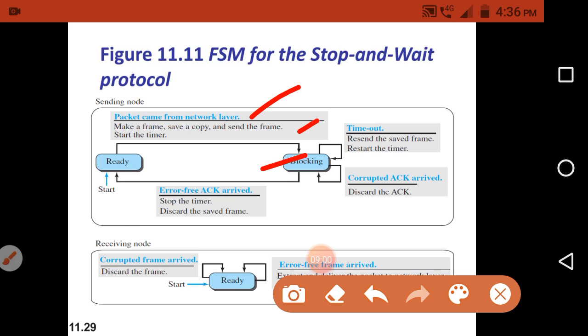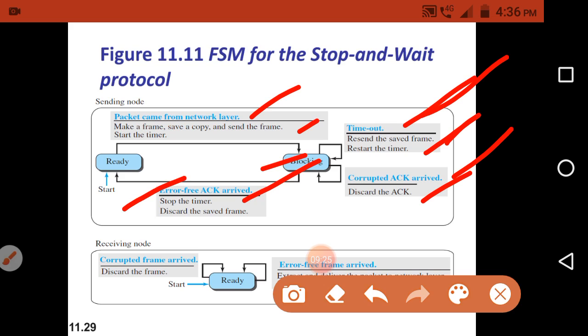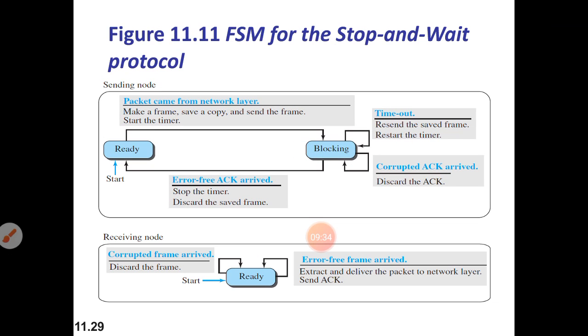In the blocking state, there are three events: timeout, corrupted acknowledgement arrived, and error free acknowledgement arrived. Whenever the timeout happens, two actions should be performed: resend the saved frame and restart the timer. Whenever a corrupted acknowledgement arrives, there is one action we need to perform, that is discard the acknowledgement. And whenever an error free acknowledgement arrives, here also we perform two actions: stop the timer, and discard the saved frame. Now we'll discuss the details here.